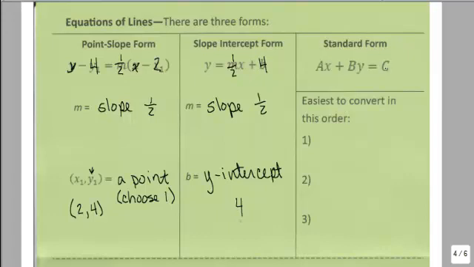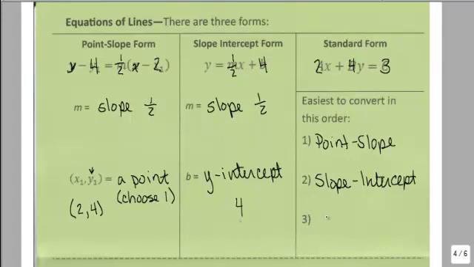Standard form looks like this, where a, b, and c are just numbers. So it could be 2x plus 4y equals 3. So they're just numbers, and you will learn to convert from all of those. And the easiest way to convert is to start with point slope form, go to slope-intercept form, and finally end in standard form.